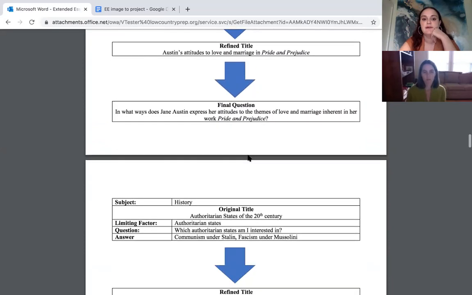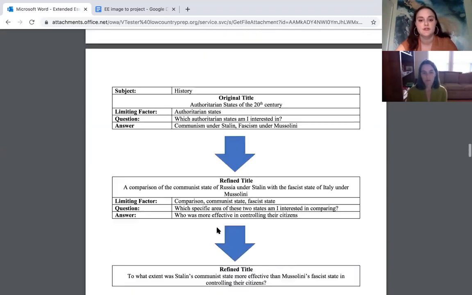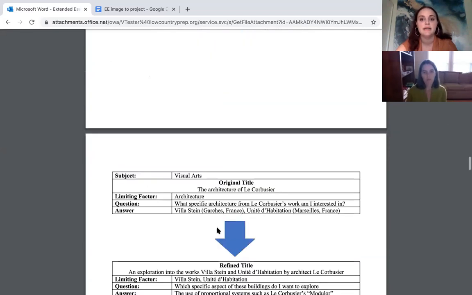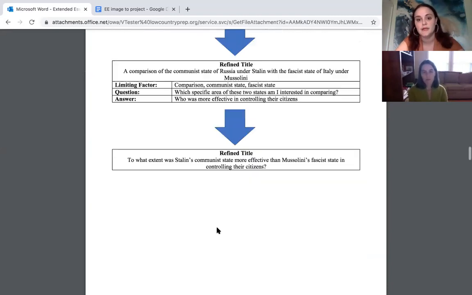So then it gets down to this final question: in what ways does Jane Austen express her attitudes in the theme of love and marriage inherent in her work, Pride and Prejudice? So see, it went from my interest in 19th century novels, and love to this really specific question. And it's broken down for you too here, a history example, and then also a biology example, visual arts, all of these things. So again, parents and students, take a look at this and see the process. I will be breaking it down even more in a class period for students.